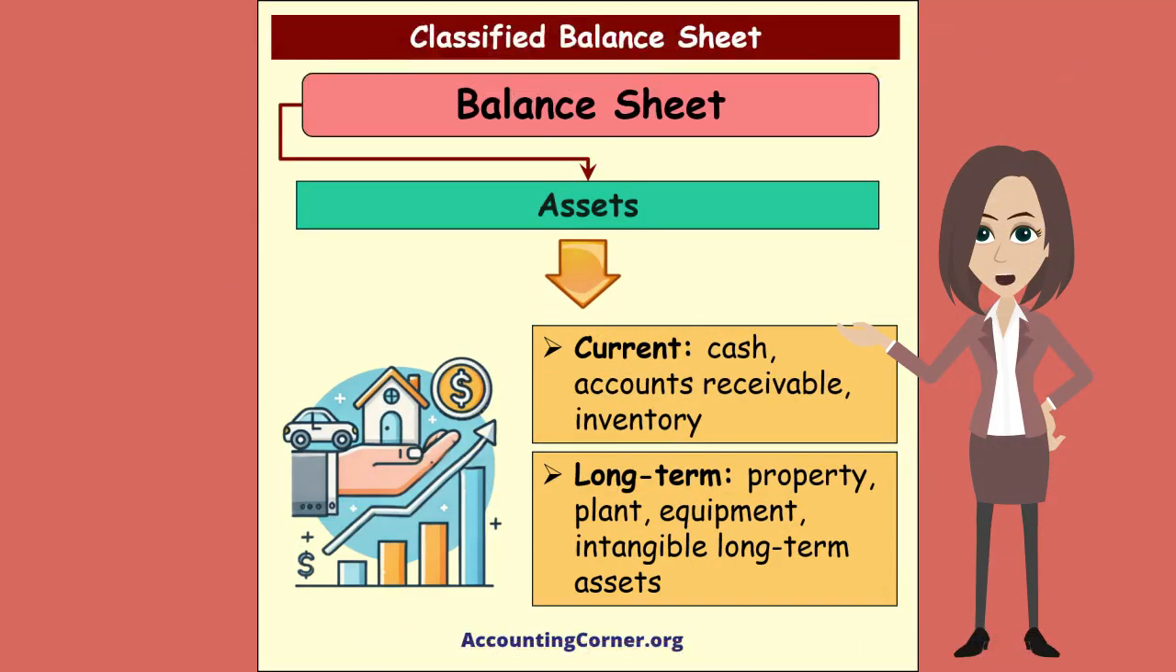In the classified balance sheet, assets are divided into current and long-term categories. Current assets include cash, accounts receivable, and inventory, all of which are expected to be converted into cash within 1 year. Long-term assets include property, plant, equipment, and intangible assets, which are expected to provide value for more than 1 year.